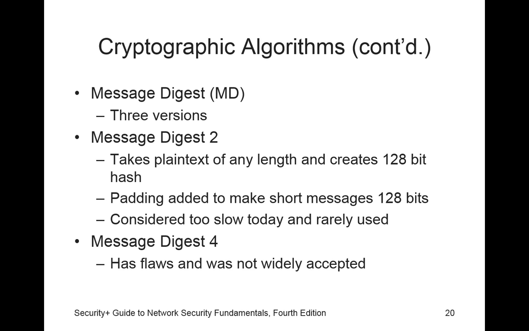MD has three different versions. It has MD2, which takes plain text of any length and creates 128 bits. It also adds padding to make it 128 bits if you have a shorter message. It's really slow and not used widely today at all. MD4 had a lot of flaws and was not accepted very much at all.